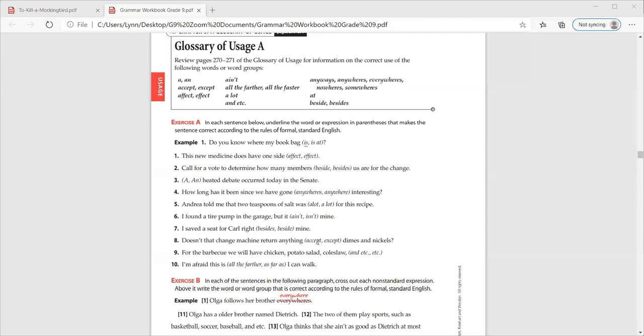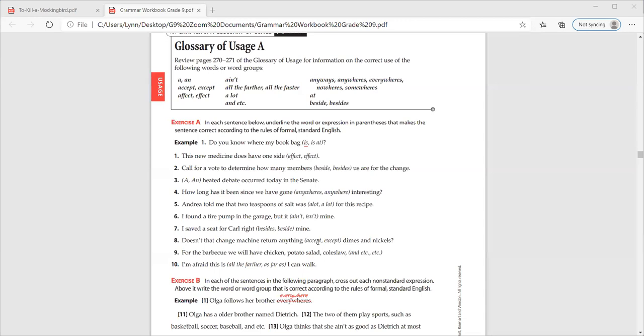All right, let's go to page 272. At the top of the page, we have the words borrow, lend, and loan. Borrow means to take something temporarily. Lend means to give something temporarily. Loan, a noun in formal language, is sometimes used in place of lend in informal speech.